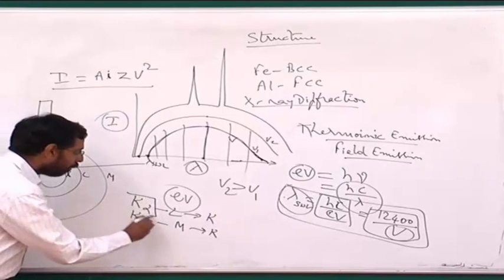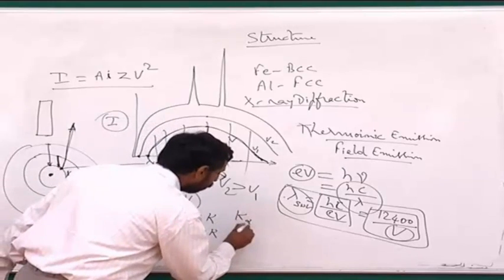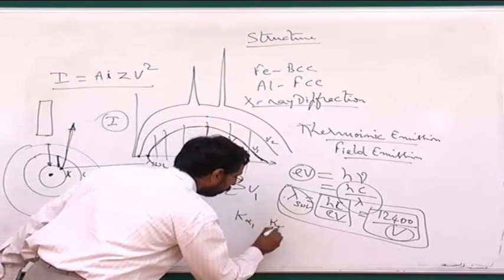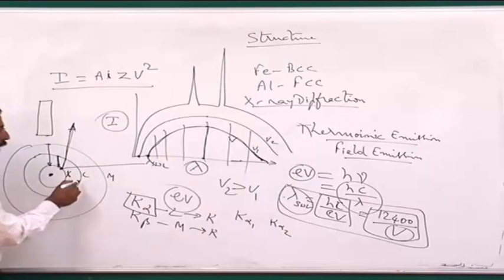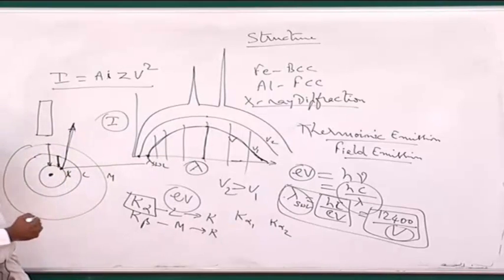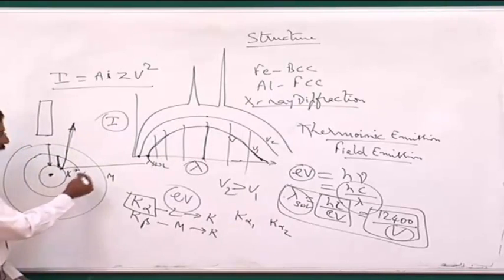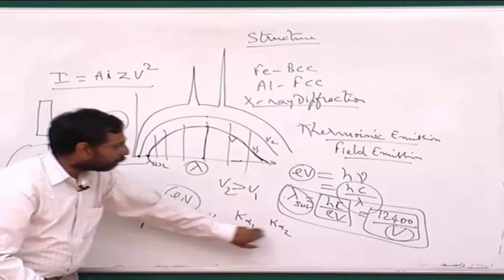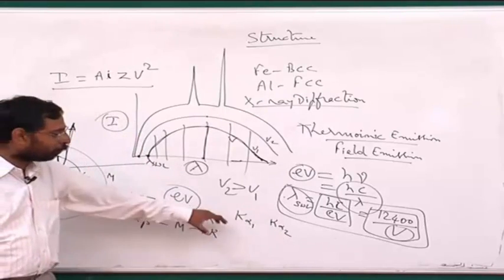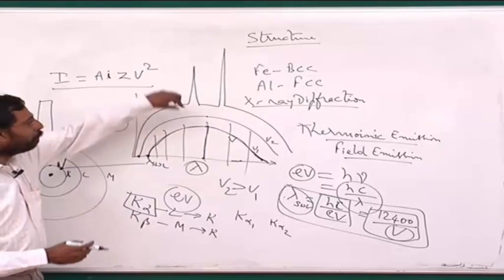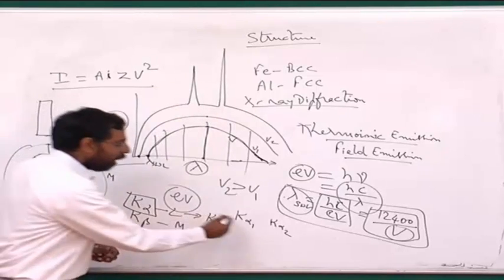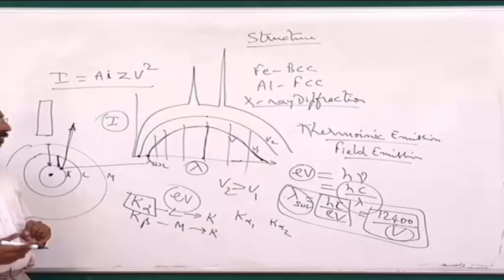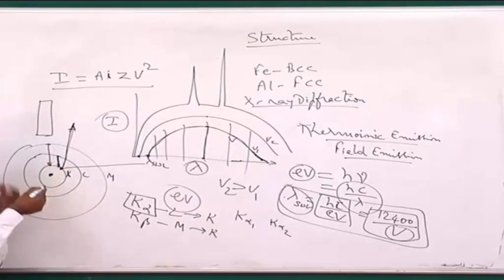Sometimes you can also have K alpha 1 and K alpha 2, because the L shell also has two subshells. And depending on which subshell the electron is falling from, you will be able to see K alpha 1 and K alpha 2, if your resolution is very high. And all of them have different energies.